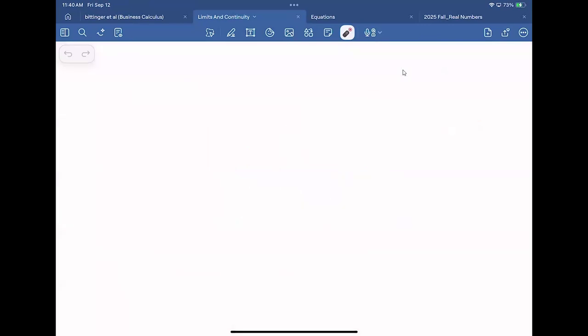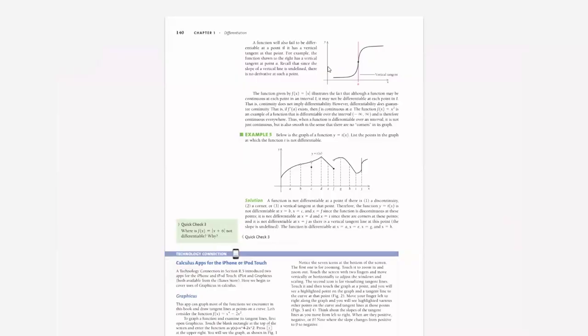I don't remember what page I got off of. Let's see. That was page 140 in the old textbook, so I would expect it to still be 123.